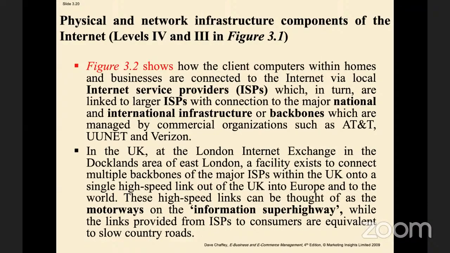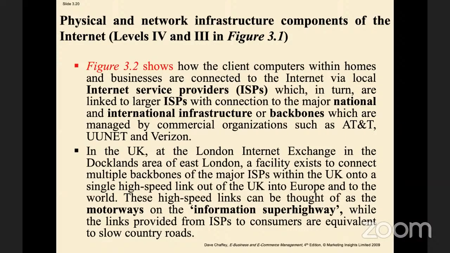Now, the physical and network infrastructure components of the internet, levels 4 and 3. What are the details? Figure 3.2 shows how the client computers within homes and businesses are connected to the internet via local internet service providers (ISPs), which in turn are linked to larger ISPs with connection to the major national and international infrastructure or backbones, which are managed by commercial organizations such as AT&T, UUNet, and Verizon. These are very big telecom companies in the world.